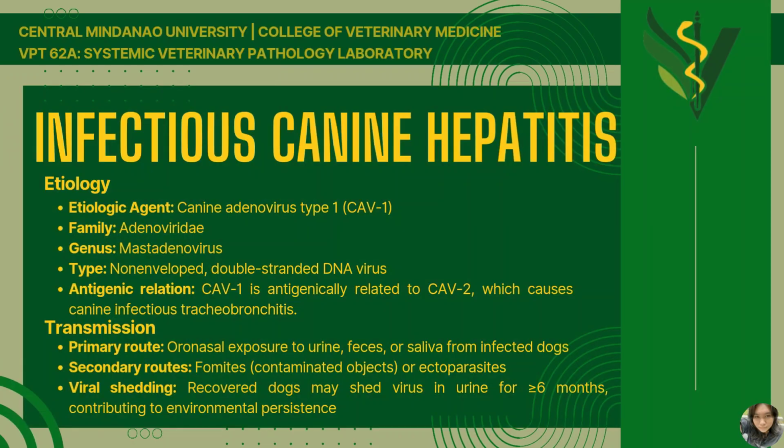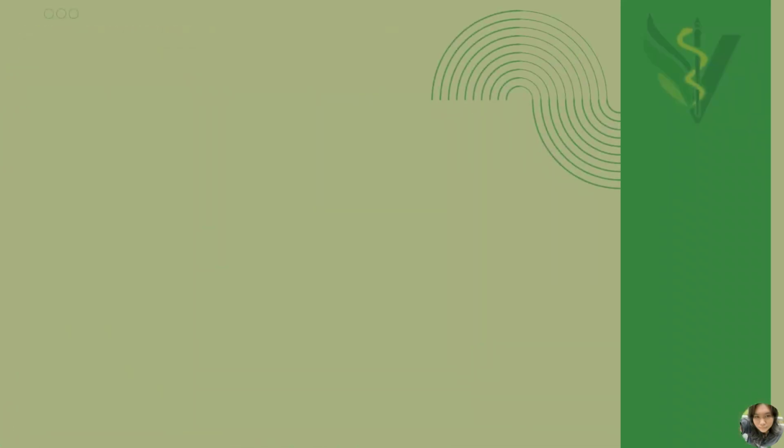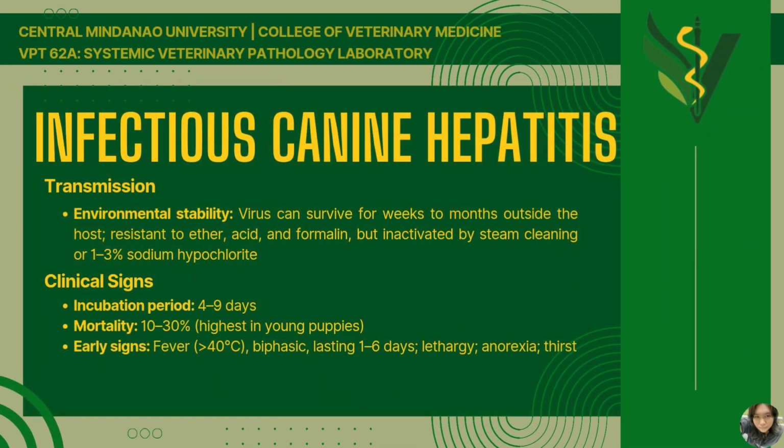CAV1 is very resistant, again, and can survive outside the host for weeks to months, making environmental contamination a major risk factor. It is specifically resistant to ether, acid, and formalin, but inactivated by steam cleaning or 1 to 3% sodium hypochlorite.